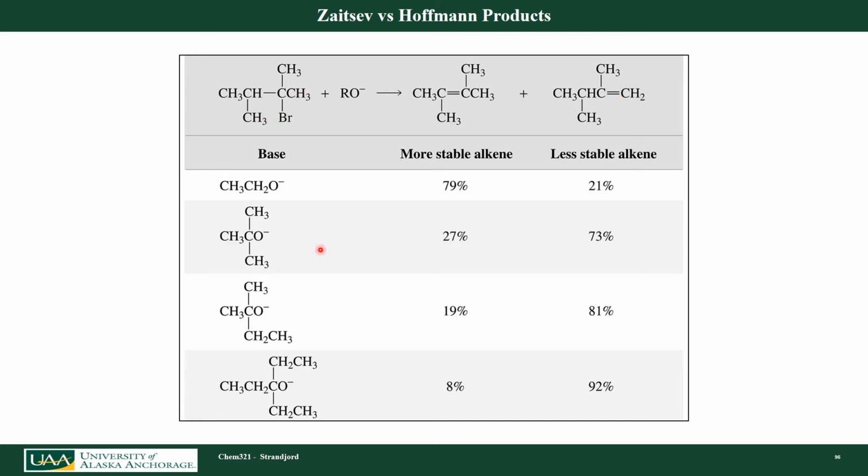I could also add some more alkyl groups to my base, and what I notice is that my Hofmann product continues to increase. So here's a very, very bulky base, and I have 92% yield of the Hofmann product and only 8% yield of the Zaitsev product.